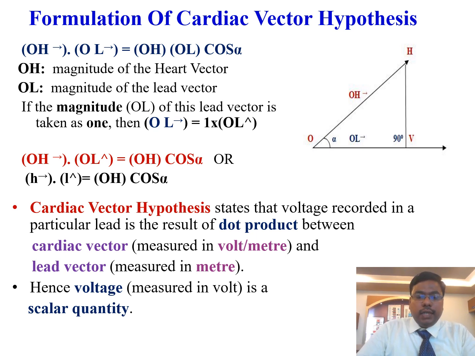The cardiac vector hypothesis states that the voltage recorded in a particular lead is a result of the dot product between the lead vector and the cardiac vector. The cardiac vector is measured in volt per meter and the lead vector is measured in meter. So the result is voltage. Voltage is measured in volt. That is a scalar quantity.